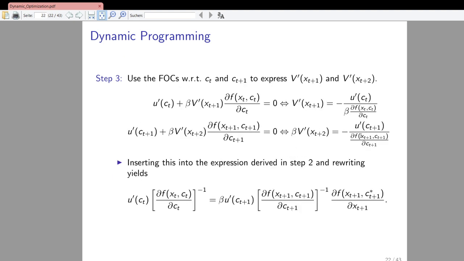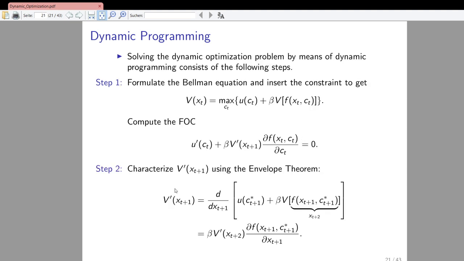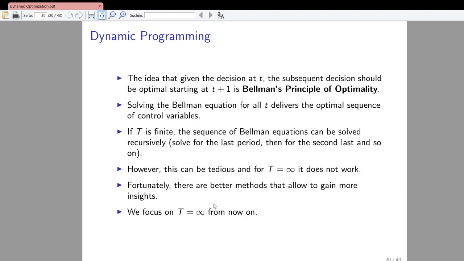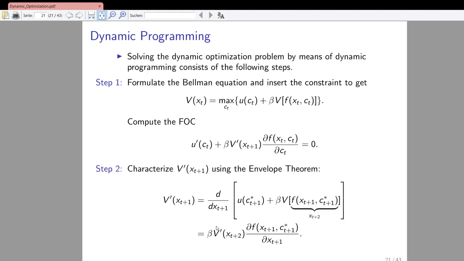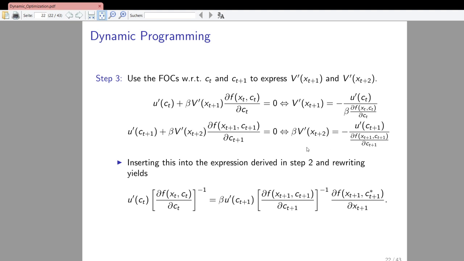So therefore we have then on the right hand side minus u prime of c_{t+1} divided by the derivative of the function f in the next period with respect to consumption at time t+1. Again, of course, it's negative because we brought utility to the right hand side. And we leave the beta on the left hand side now. And then we use these two expressions and substitute them into the expression that we've derived in step 2. Here we substitute in v prime of x_{t+1}, so this expression here. And here we substitute in this expression here. And what we get is the next expression here.